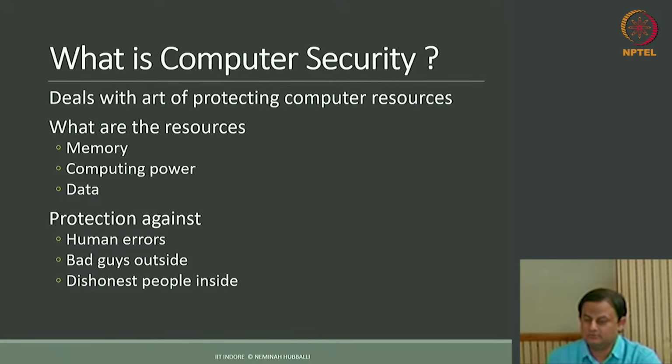So in a nutshell, computer security is all about protecting the resources in the computer, and the resources are memory, computing power and data. Protection is required against these three kinds of attacks and vulnerabilities, and also the natural phenomena.